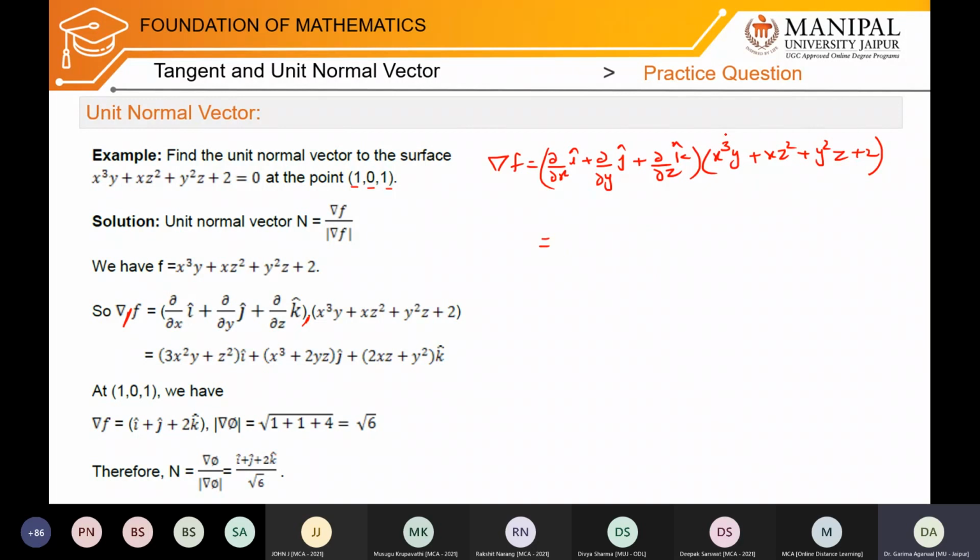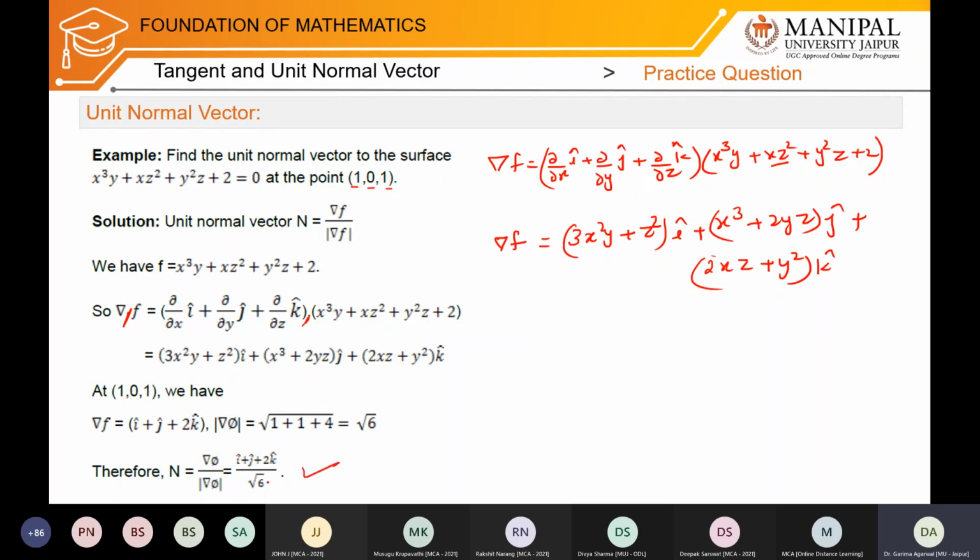Now del by del x of this whole term, that is 3x square y plus z square i cap, del by del y of this term, that is x cube plus 2yz j cap, and del by del z of this term, that is 2xz plus y square k cap. This is grad f. Now I need to find the value at point 1, 0, 1. So I just substitute x, y, z equals 1, 0, 1 into this formula.